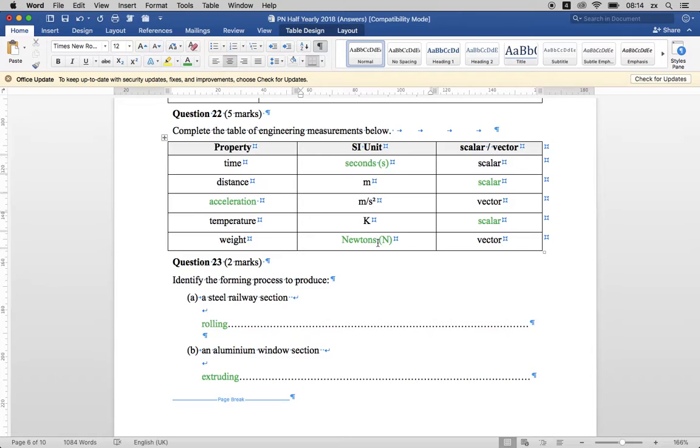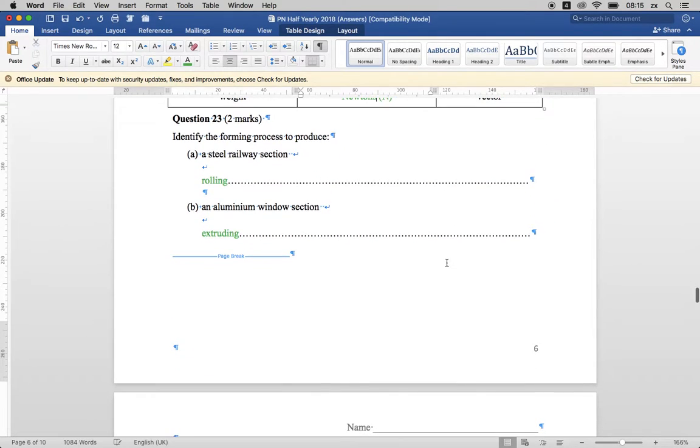So temperature we obviously measure in Celsius. Kelvin is the SI unit that we should be using. Weight is in newtons. It's a vector. So weight is a force. All forces are in newtons. Compared to mass, which is in kilograms, which we'll see later.